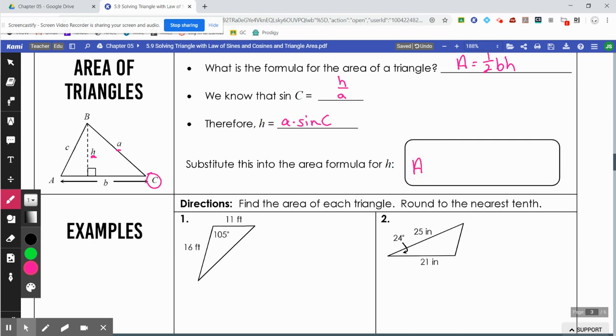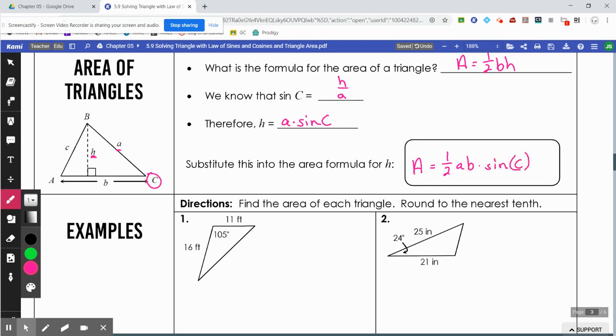We have the area of a triangle is actually equal to, now we could write it as 1/2 times b times a times the sine of C. Now most of the time these will be flip-flopped and they'll write it like this: 1/2 ab times the sine of C.